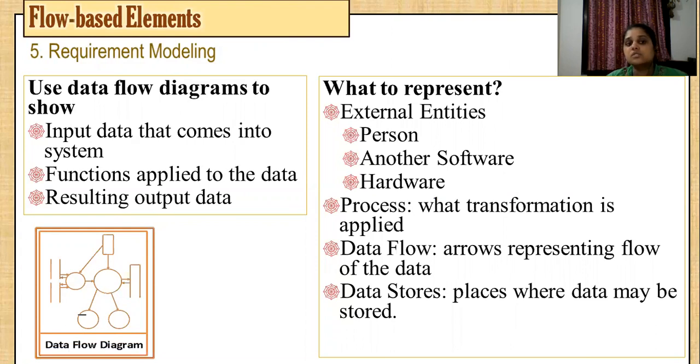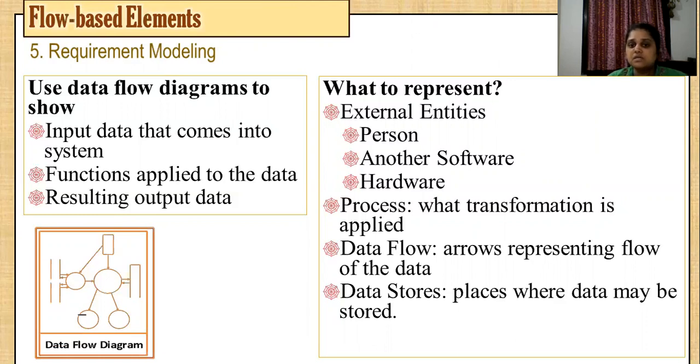Now, what you are supposed to represent in a data flow diagram? You are supposed to represent the external entity. External entity is a person who is going to use the software. It can be a software which is going to use another software, or it can be a hardware that is going to make use of your software. So external entity can be a person, a software, or a hardware. Anything that is going to use your system is supposed to be an external entity.